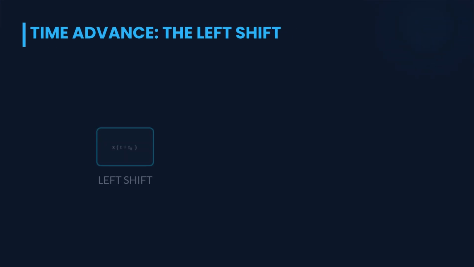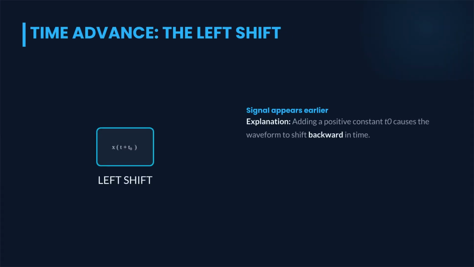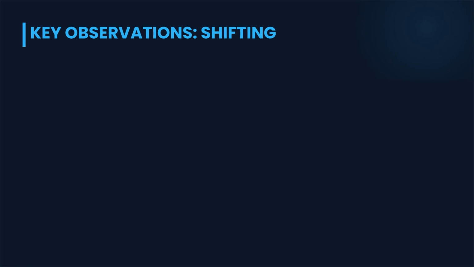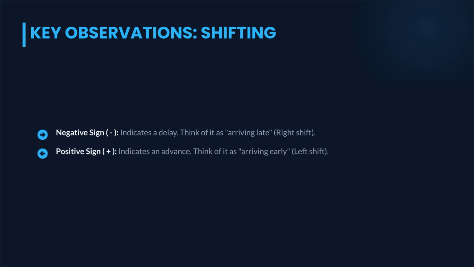A time advance, or left shift, occurs when you add a positive constant t0. This shifts the waveform backward in time, moving the entire waveform to the left toward negative time. This can be seen in anticipatory systems that start processing early. Key observations for time shifting: a negative sign indicates a delay or a right shift, and a positive sign indicates an advance or a left shift. Critically, shifting maintains the signal's shape, amplitude, and duration.